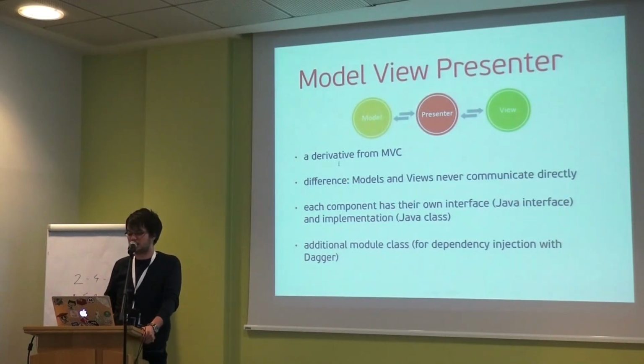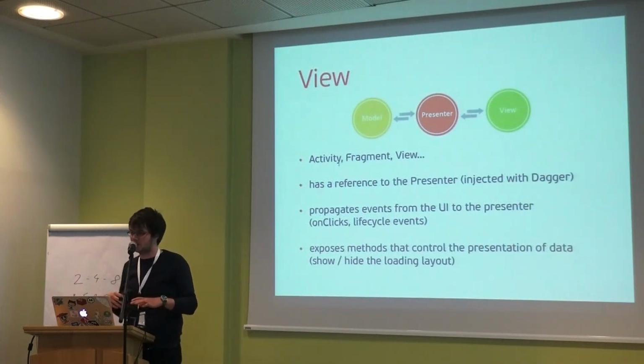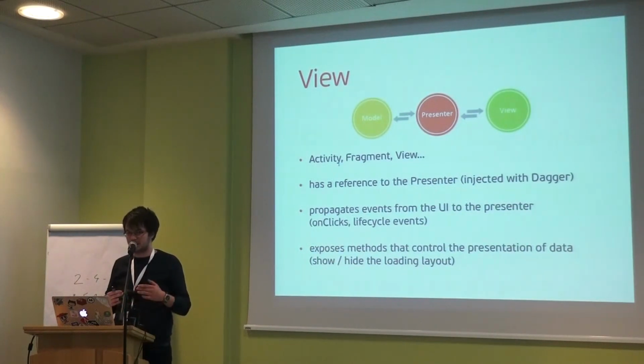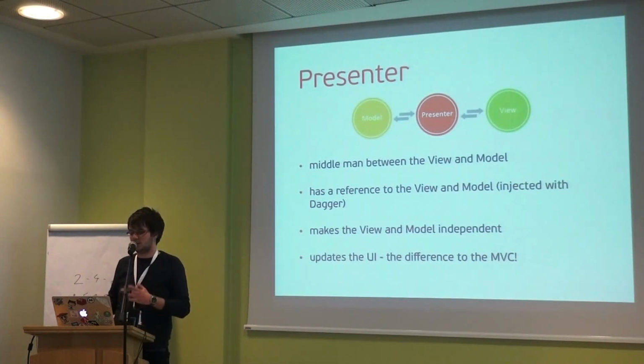Now if we look at each component, the view is basically a stupid Java class which only handles the UI events. So basically it propagates all the events to the presenter, and it exposes the methods for manipulating the view to the presenter. It doesn't hold any business logic, it only holds user interaction. The presenter is a middleman between the view and the model, and it makes them independent. It also holds a reference to the view and the model, which is injected with Dagger.